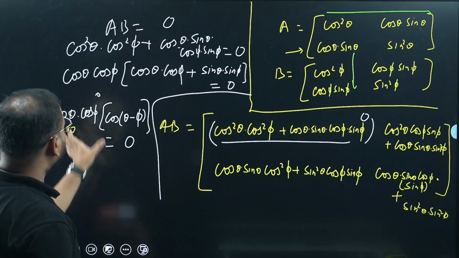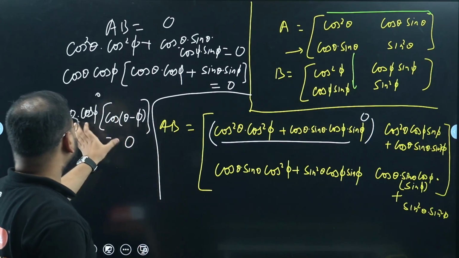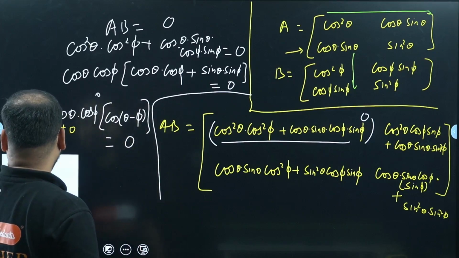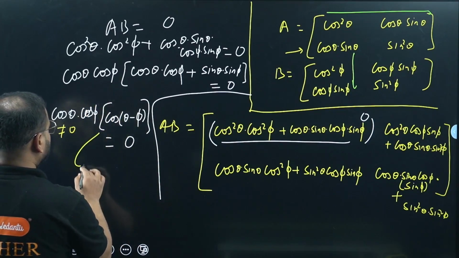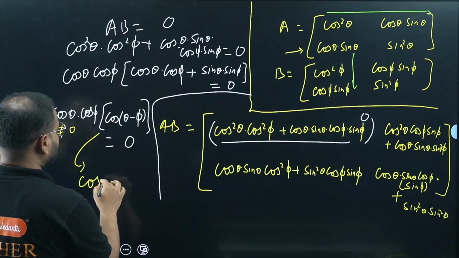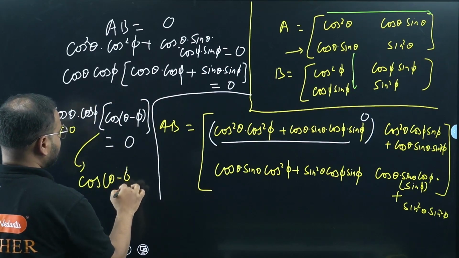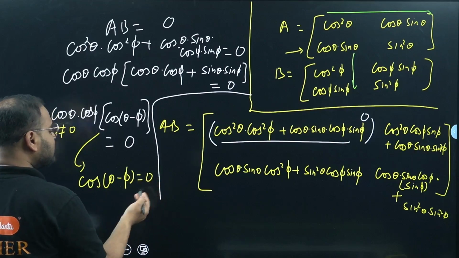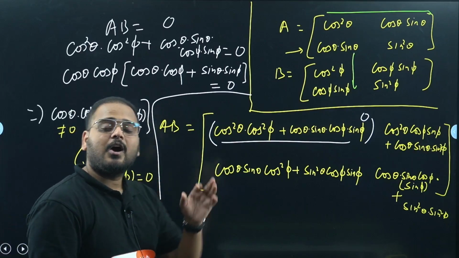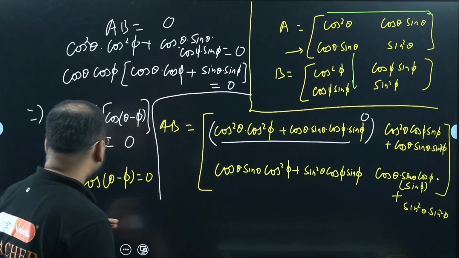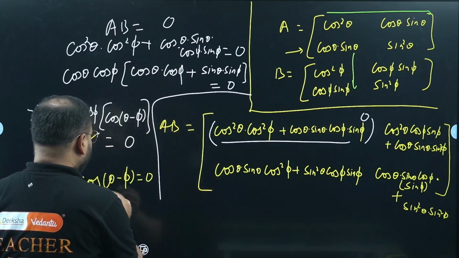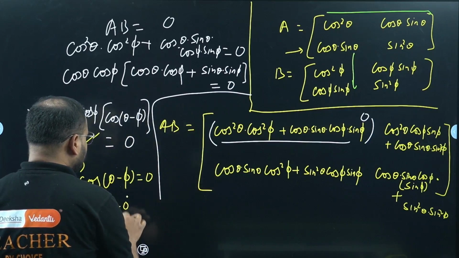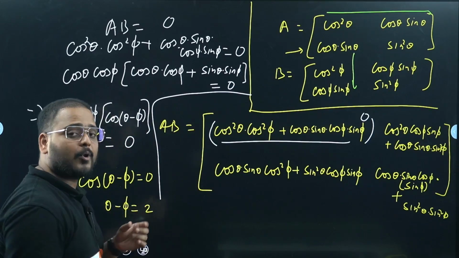Means what has to be 0? If a product is 0 and two elements are not equal to 0, it means that the third element has to be 0. So we get cos of theta minus phi equals 0. When is cos 0? Cos is 0 at odd multiples of pi by 2. Basically, the angle theta minus phi has to be an odd multiple of pi by 2.